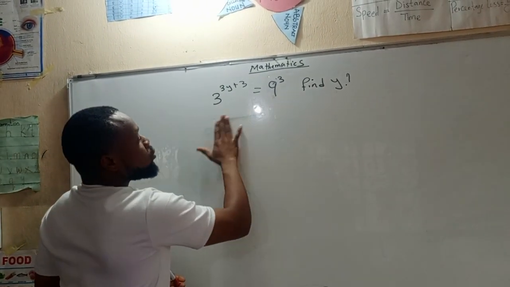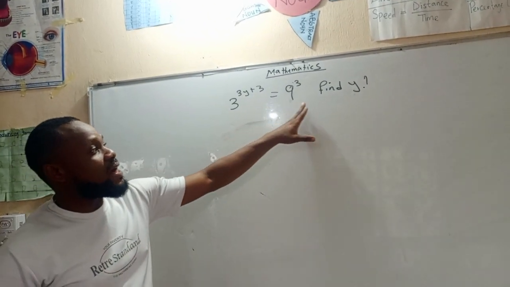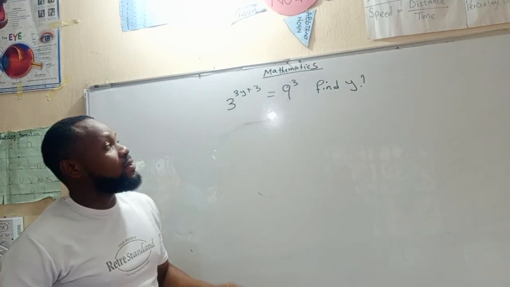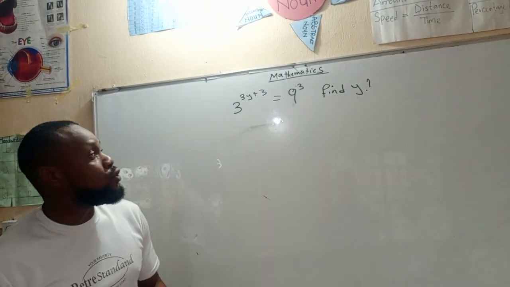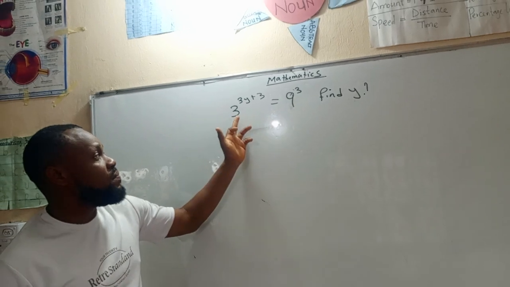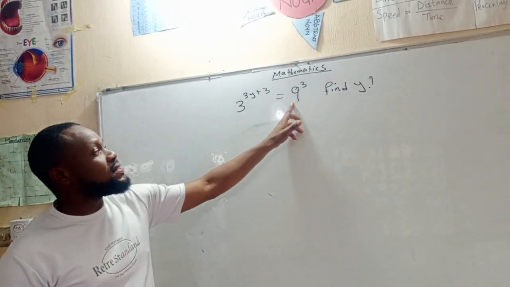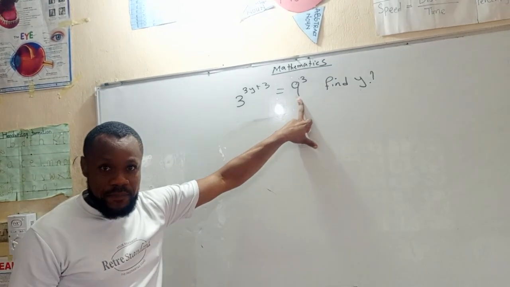Now a situation is given to us on a board and it asks us to simplify and solve for y. In this kind of situation, what are we going to do? We'll look at the base of both numbers. The first one is 3 and the second one is 9. Now this 9 is a perfect square.